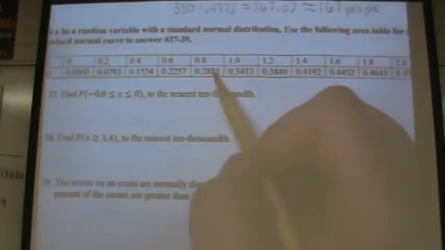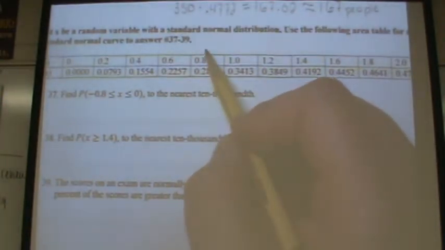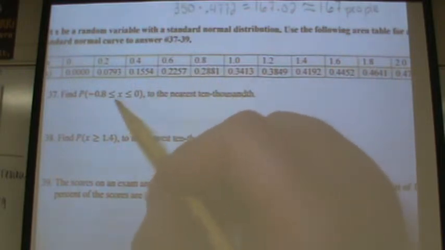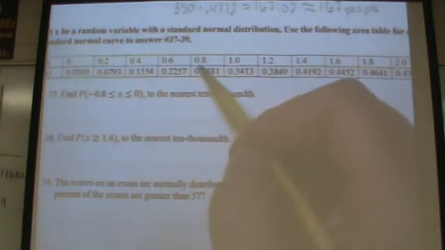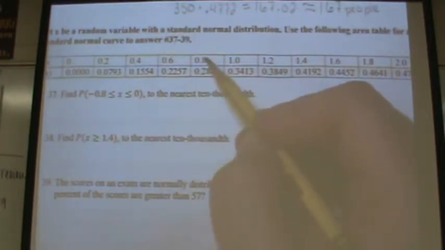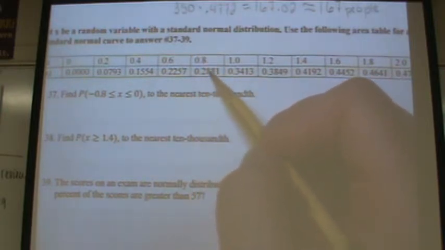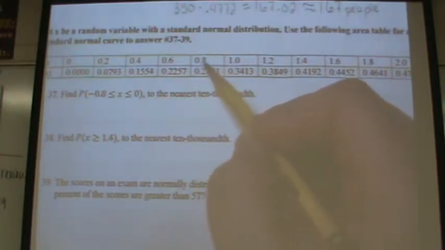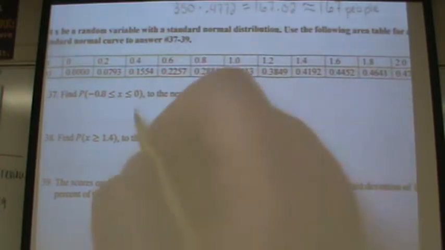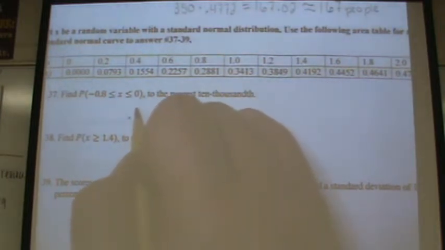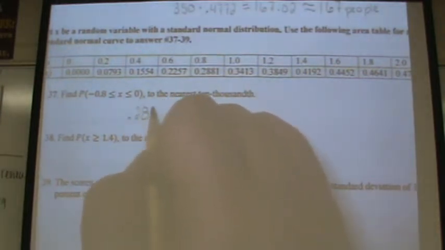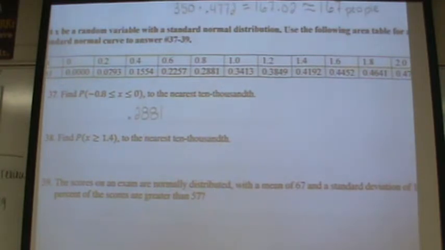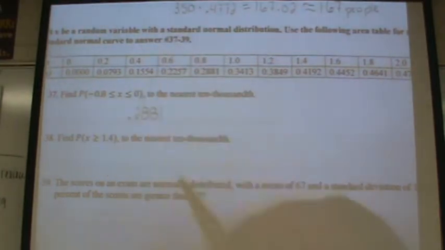Remember from the table that the table gives you the area from 0 to that number, and it also goes in the reverse. These areas stay the same, but you can make these top numbers negative. So negative 0.8, the area to negative 0.8 is 0.2881. So this answer is just going to be 0.2881 from 0 to negative 0.8.